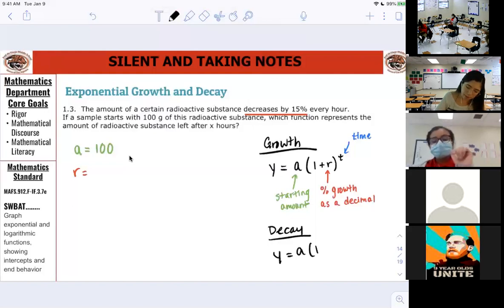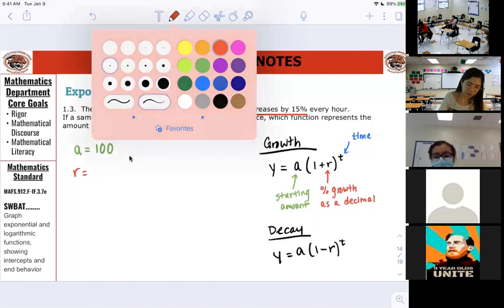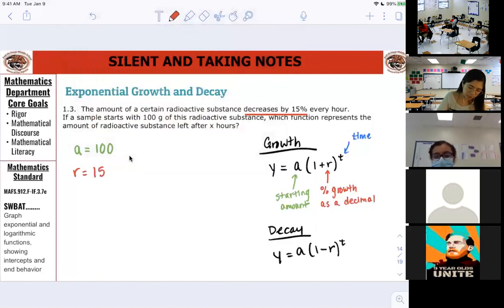Divided. Divided. So with my function equation, with growth, you add r. With decay, you subtract r. That's the only difference. But r is still r. r is still how much it's changing by. So here, it's 15%. But as a decimal, what is that? 0.15. Good. Okay, so now let's fill in everything we have.